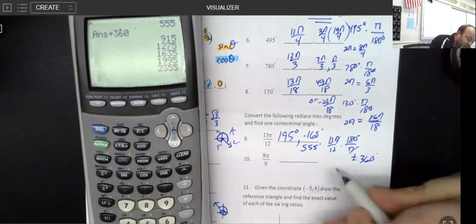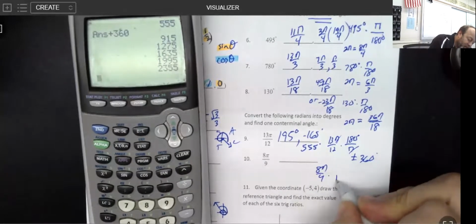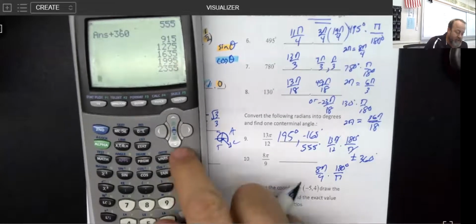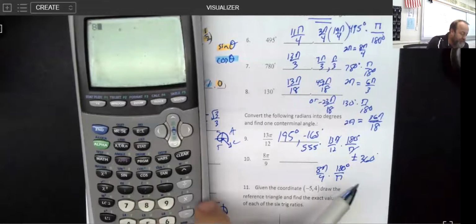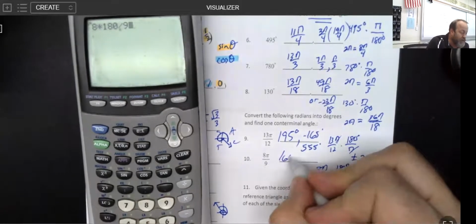And so the last one of those, 8 pi over 9, let's multiply by pi on the bottom, 180 on top, because we're getting into degrees. So we're going to take 8 times 180 divided by 9. But before I do, I know that 9 goes into 180 20 times. So it's going to be 160. At least I hope it is.